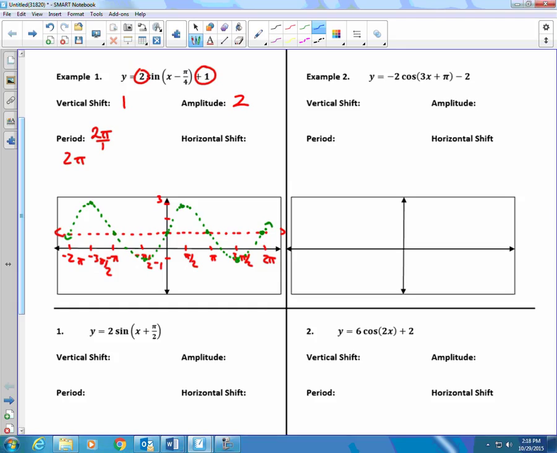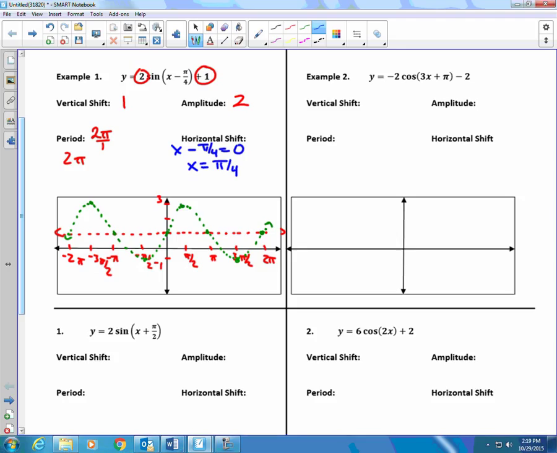The horizontal shift is what? I take the inside and set it equal to 0. Yes. Sure. So x minus pi over 4 is equal to 0, so x is equal to positive pi over 4. How much is pi over 4 compared to a tick mark? It's half of a tick mark, because half of pi over 2 would be pi over 4.